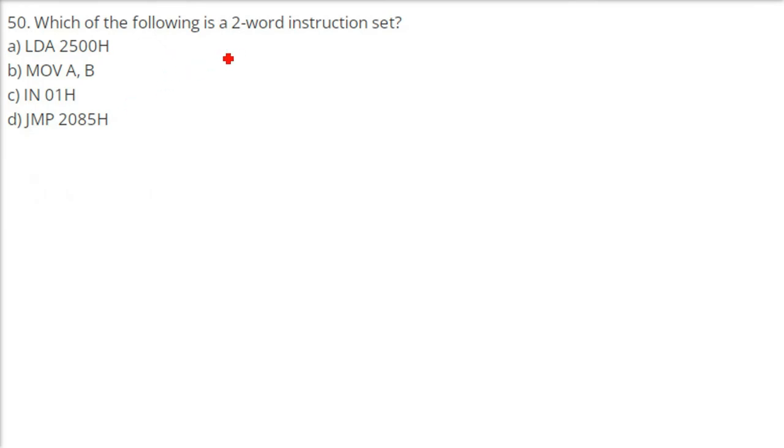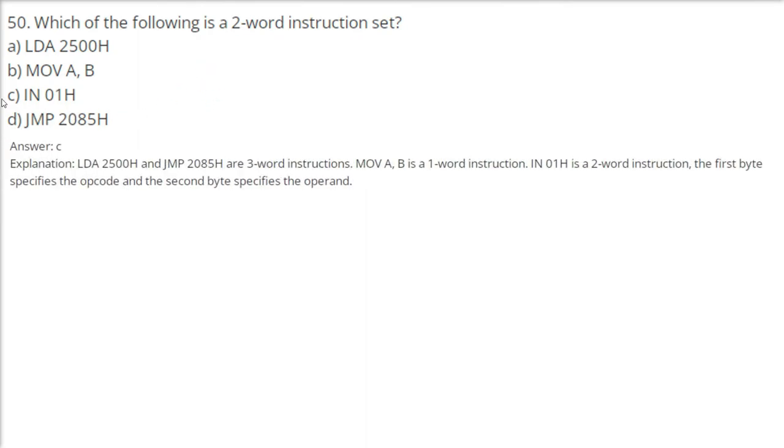Which of the following is a two-word instruction? The answer is C. The first one, LDA 2500H, and JMP 2085 are 3-word instructions because the direct address is given. All the memory address is given. That is why they are 3-word instructions.